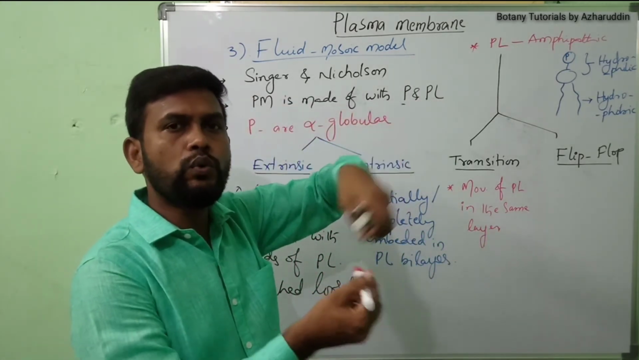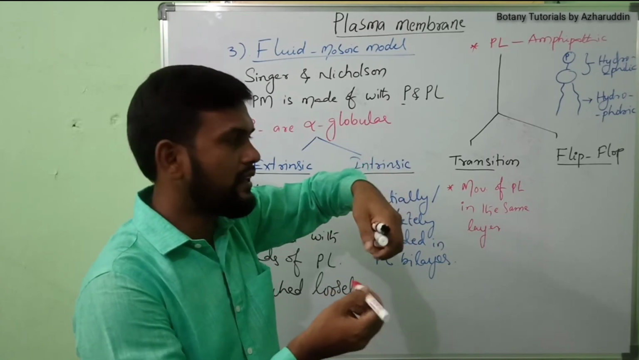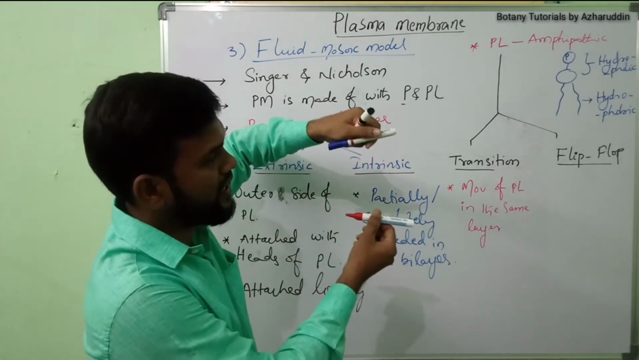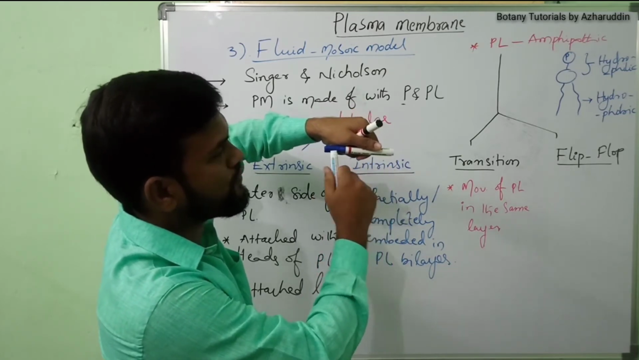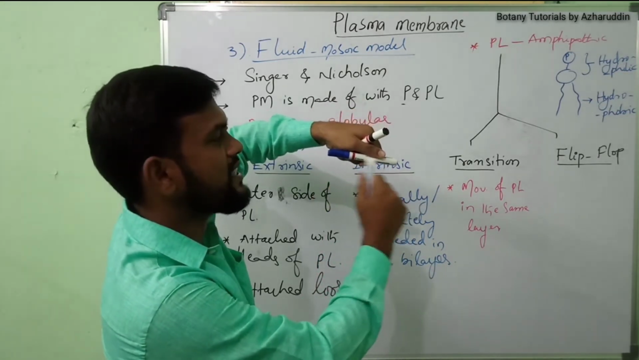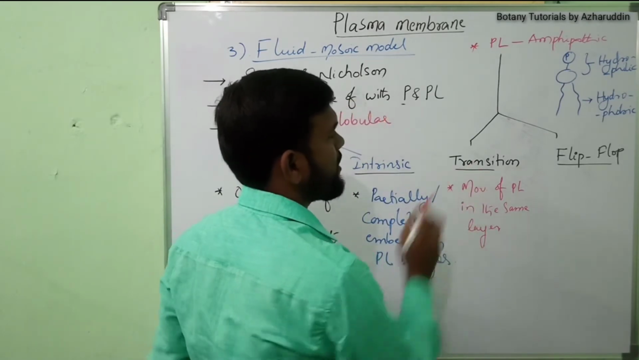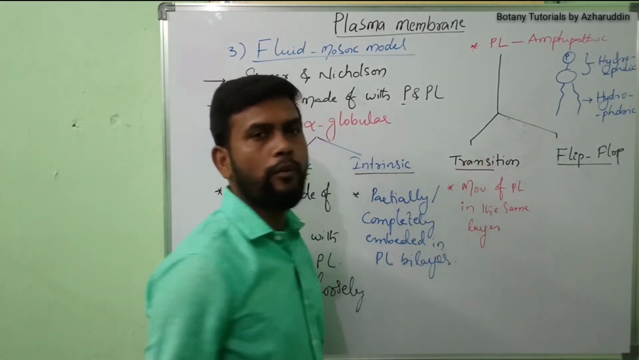Phospholipids are arranged in two layers, the lipid bilayer. In the lipid bilayer, this is one layer and this is another layer. In this, phospholipids are present. Those phospholipids are moving within the same layer. That type of movement is called transition movement.